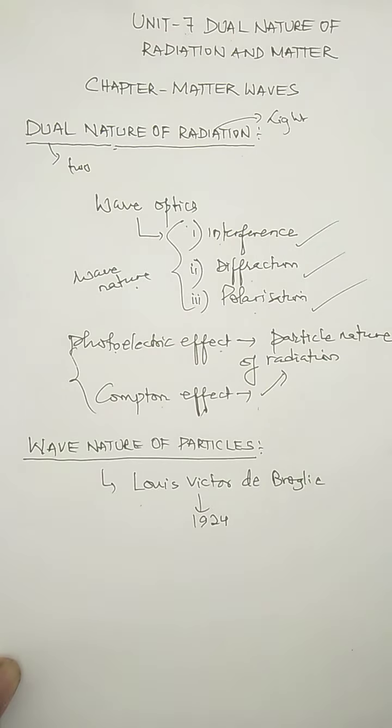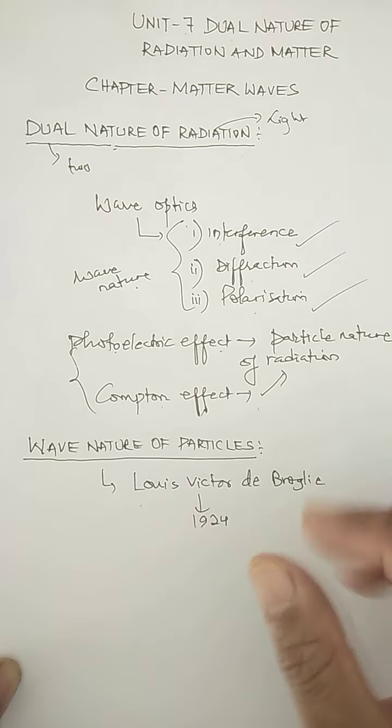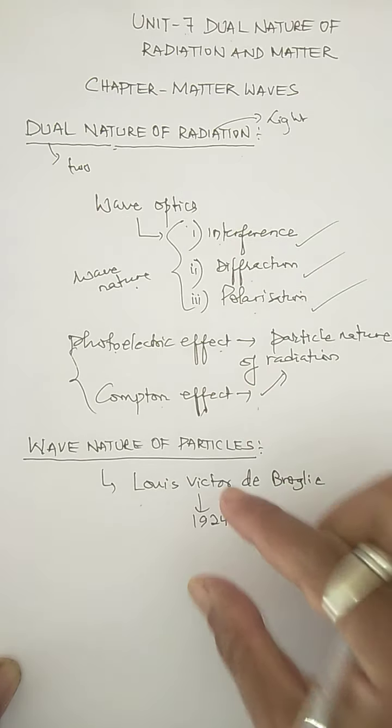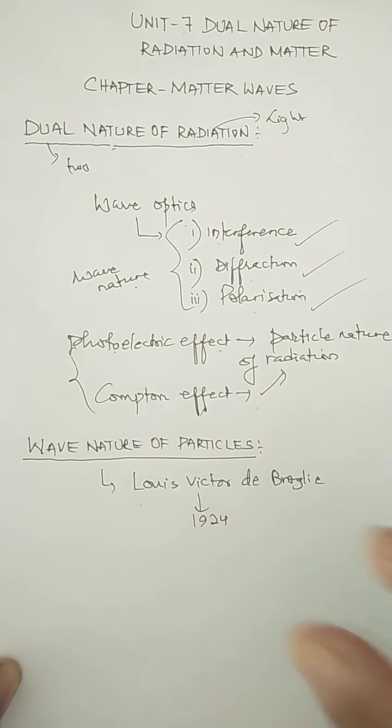radiation has how many natures? Dual nature. Means if radiation has dual nature, wave as well as particle nature, then the moving particle of matter. Now let me tell you children, the entire universe is made up of matter, and the universe also comprises radiation. So the universe comprises matter and radiation. If radiation has dual nature, as per his hypothesis, he said that particles or matter also have dual nature.